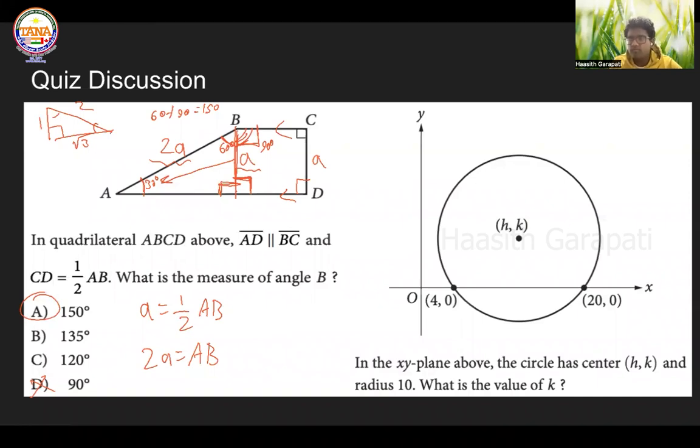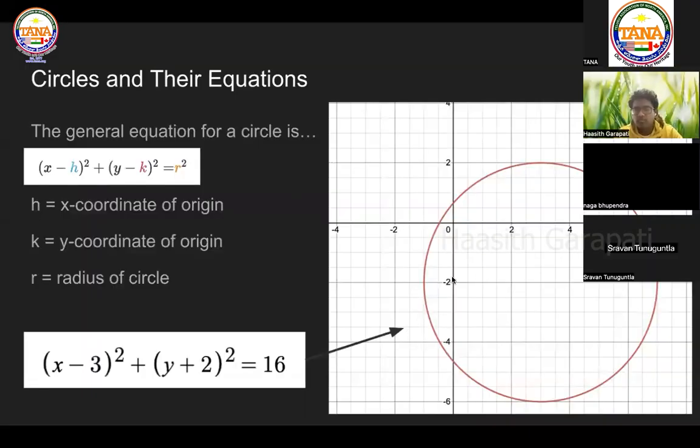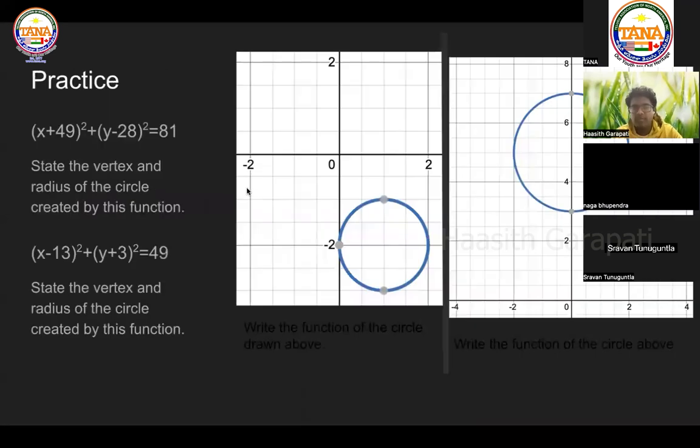Vijay, you have a question? Yeah, how did we know that the hypotenuse was 2A? Oh, because this bit of information here helped us figure that out. CD is equal to half of AB.